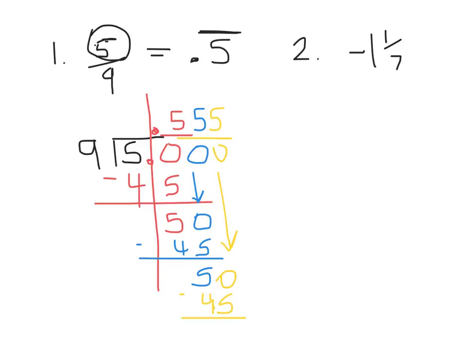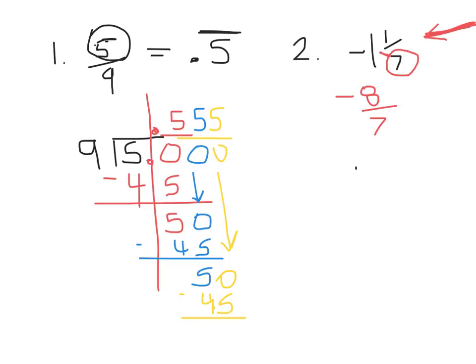Moving on to number 2, we've got -1 and 1/7. So you could do this a couple ways. The way I like to do that is to change this fraction to an improper fraction before dividing. So we've got 7 times 1, which is 7, plus that 1 on the numerator, which is 8. So we're dividing -8 by 7.